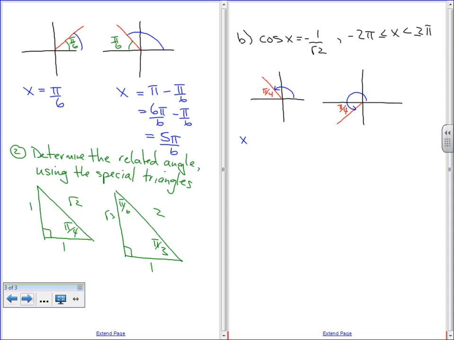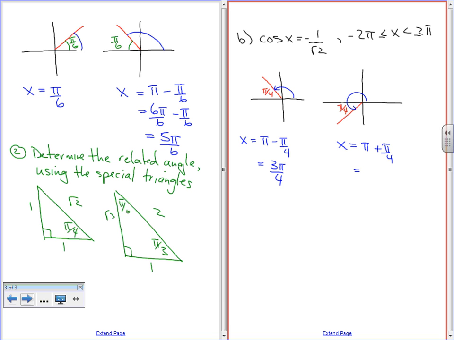So the first one can be found in much the same way John said last time, taking pi and subtracting off pi over 4, on a common denominator. That's my first answer, my first primary root. And my second primary root, how can I find that one? Perfect. So pi plus pi over 4, again finding a common denominator. So those are my first primary answers.